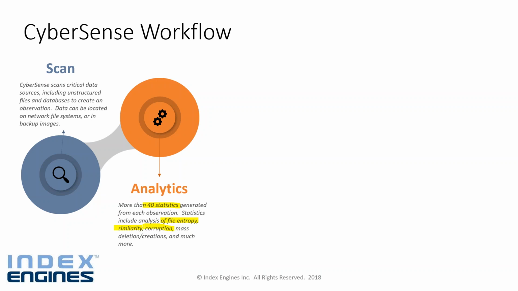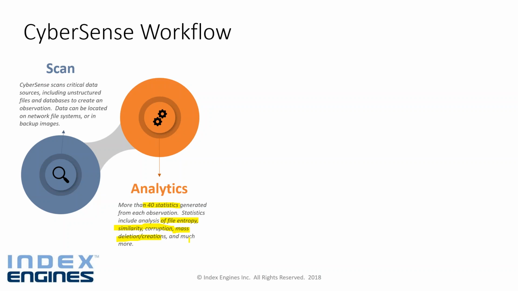Looking at file corruption, so when a malware strips out content and makes it a 0-byte character file, for example, that becomes a corrupt file, that would be flagged. Mass deletions, mass creations, and many more. One of them is file type mismatch.